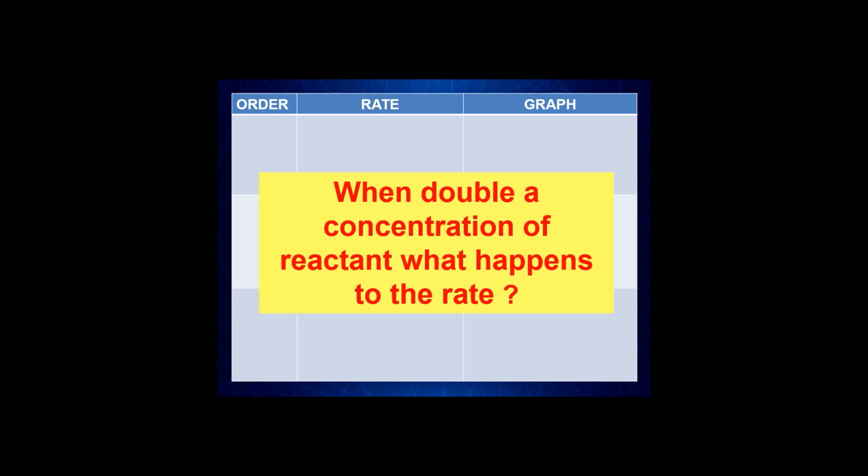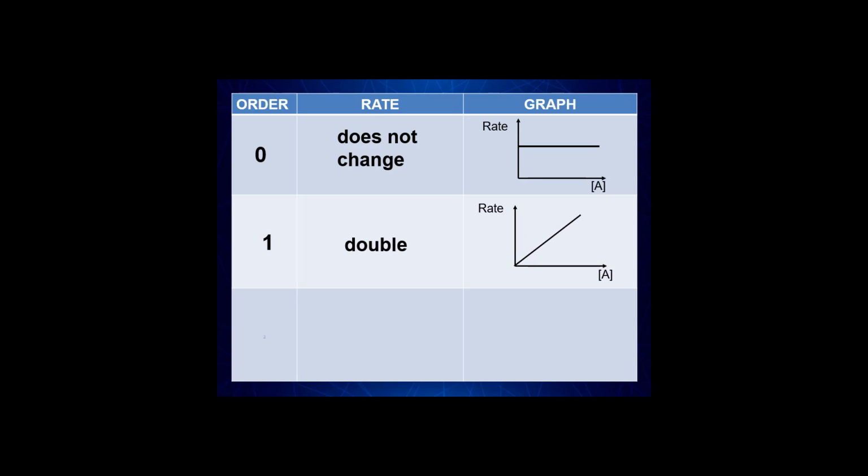Reaction order shows how the rate is affected by reactant concentration. When we double the concentration of a reactant, what happens to the rate? If the change doesn't affect the rate, it is zero order. If the rate doubles, it is first order. And if the rate quadruples, it is second order. From the graph of rate against concentration, we can see how the change in concentration affects the rate of reaction.